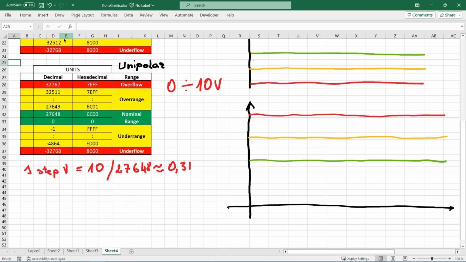Where did this 27,648 come from? It is the upper limit of the nominal range. There is one increment per step for 15 bits resolution module. It means that one increment is equal to 0.3617 millivolts.